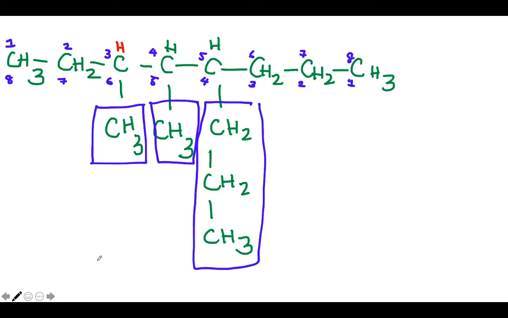So I'm going to go right ahead and try and name my parent chain, my longest continuous carbon chain. And it has 8 carbons, so that would be oct. And because I don't see any double or triple bonds, I'm going to end it with ane, so octane. And then now it's time to include our side groups in.